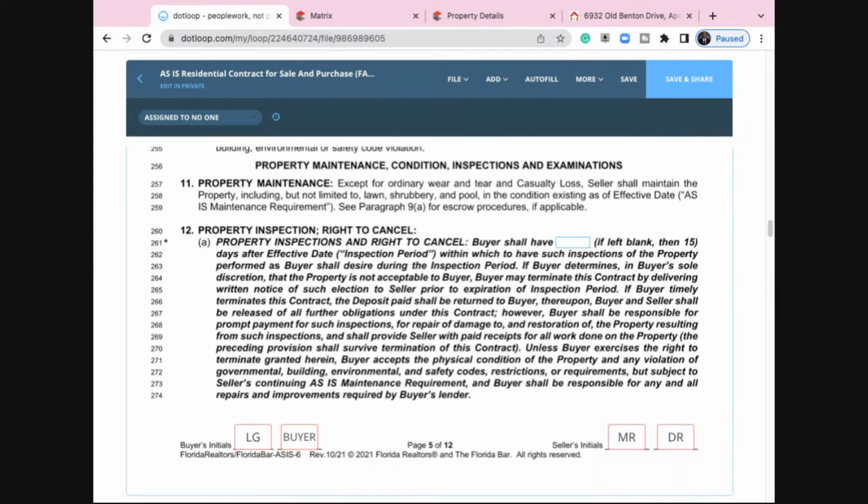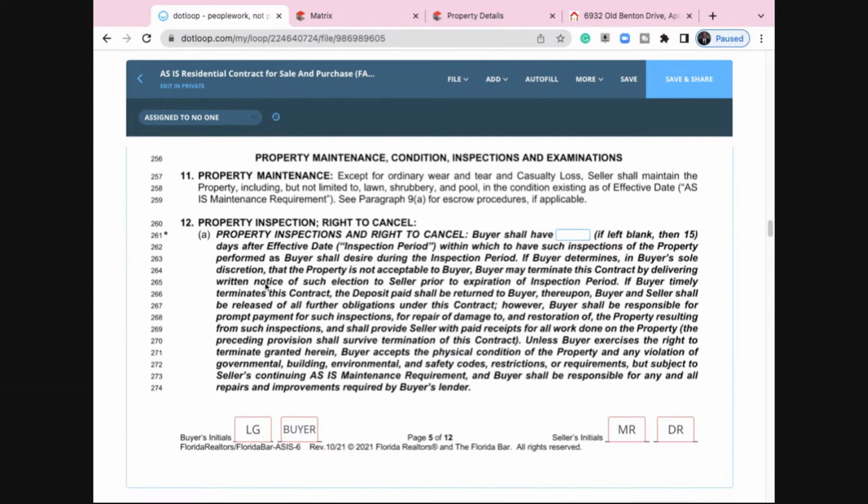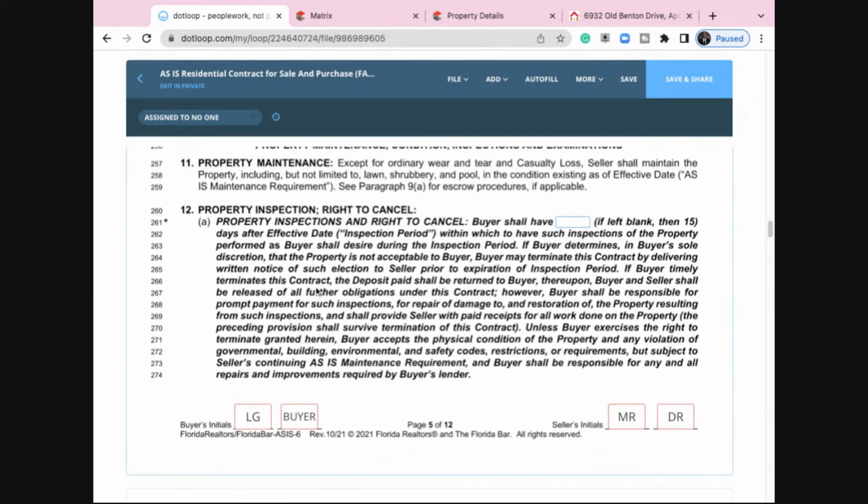So what some sellers do, and it's more common, is that you get under contract, it takes 30 days to close, and the seller never cuts the grass for those 30 days. And so when you get ready to close, the grass is up to your ankles. The seller has to maintain the property in the condition that it was in as of the effective date.